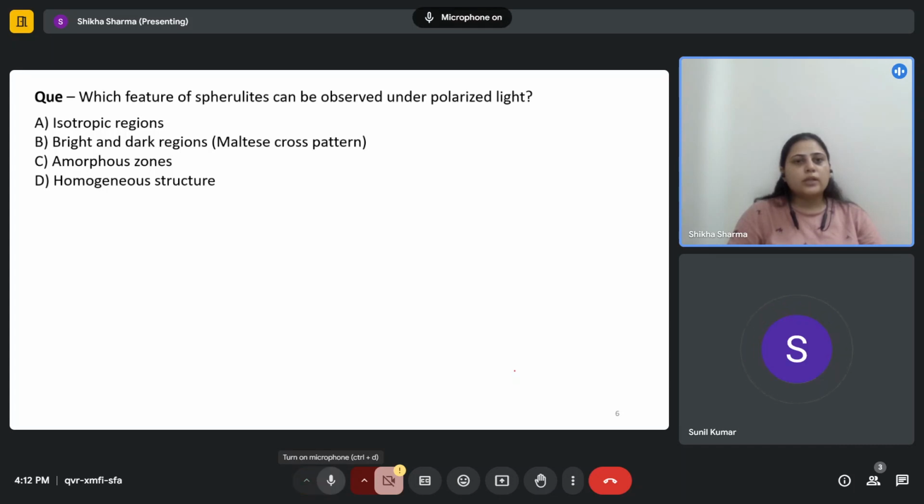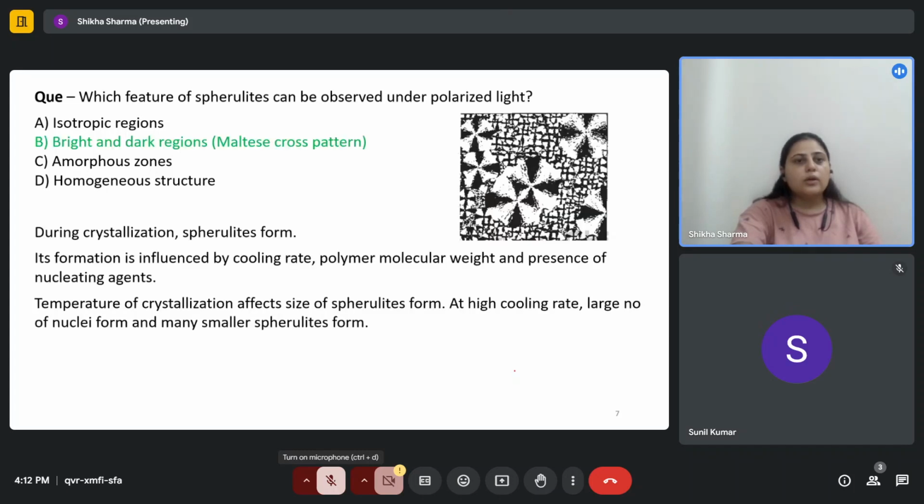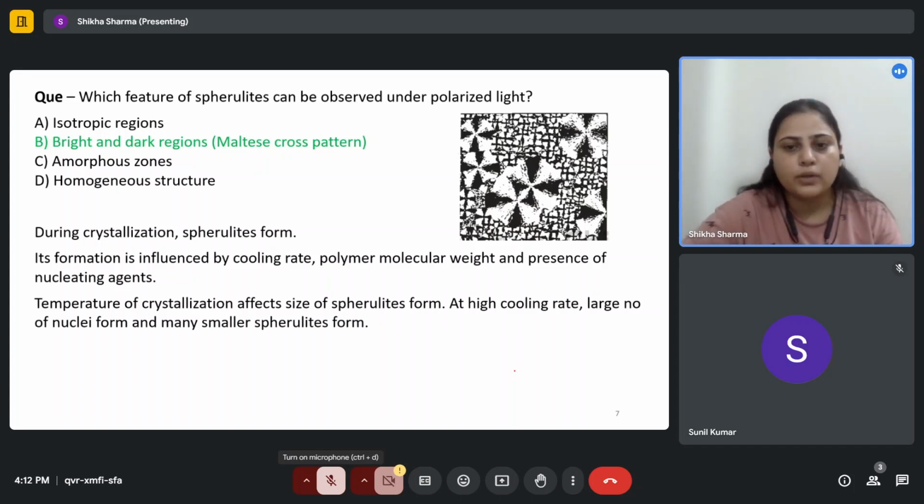So what do you think, which is the correct answer? When we put the spherulites into the polarized light microscopy, how do they look? Yes, you are correct. Bright and dark regions will form, like in the picture we can see on the right hand side. This is the spherulites. When we put the crystalline polymer in the polarized light microscopy, this kind of structure will be there. There are some bright regions and some dark regions. These spherulites are basically formed during crystallization, right?